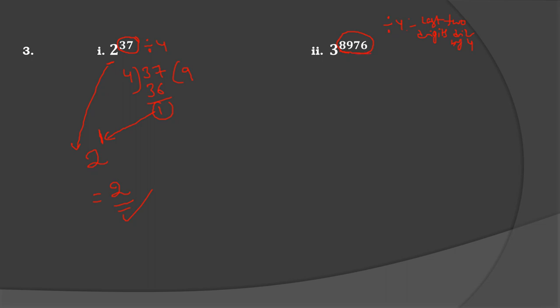Take the last two digits from this power value. Take 76 and divide it by 4. How many times does 4 go? 19 times: 4 nines are 36, and the remainder equals 0. Then the base value is 3, and the remainder equals 0. So 3 power 0.